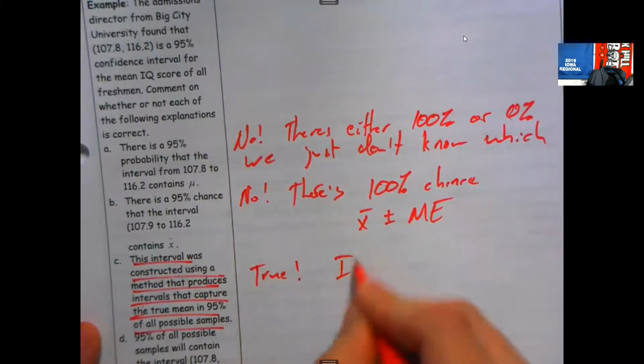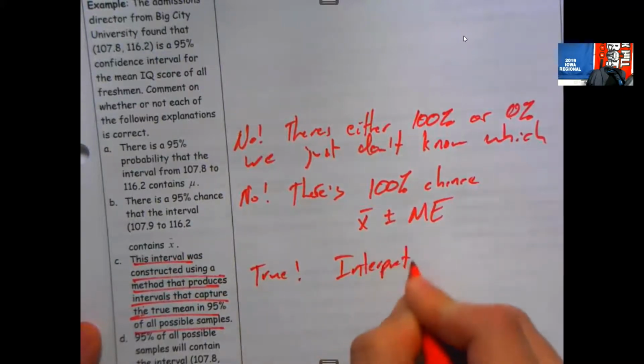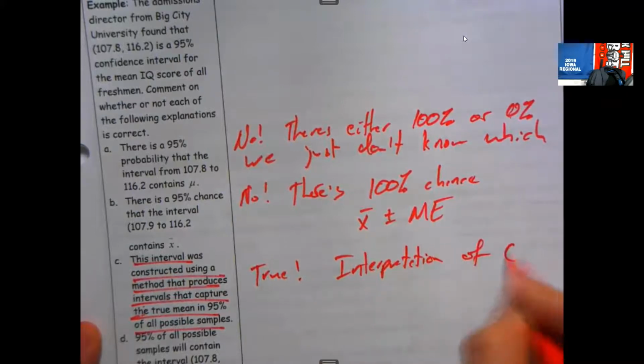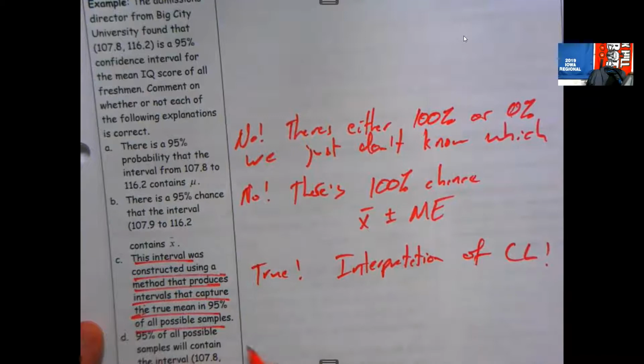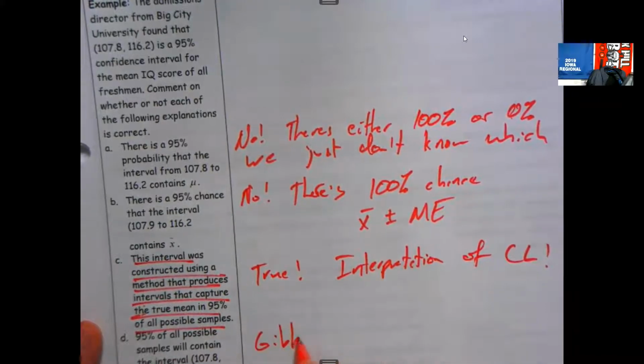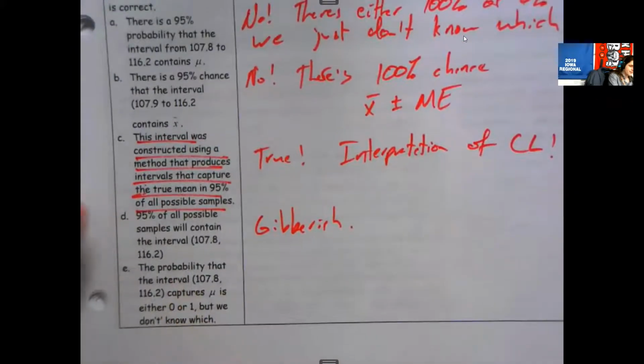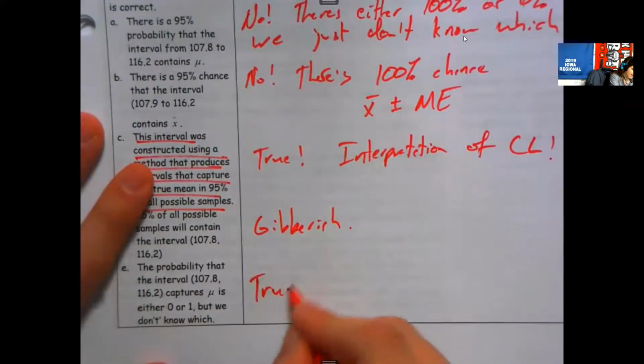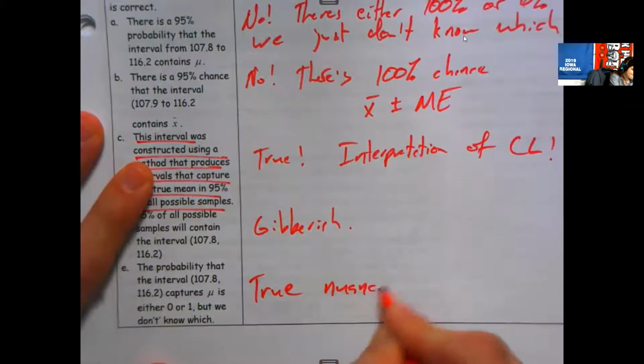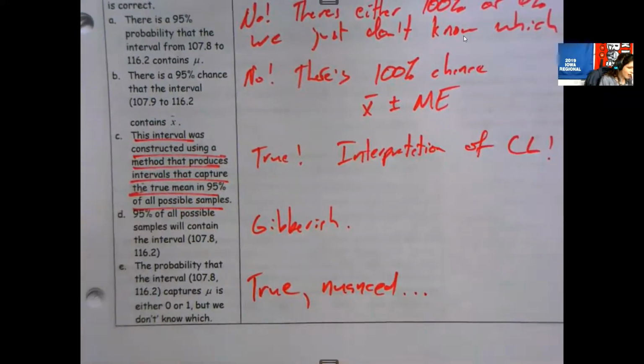That is an interpretation of your confidence level. 95% will contain an interval. I don't know, that's just gibberish. And that last one is true and nuanced. The probability the interval captures mu is it either has it or it doesn't.